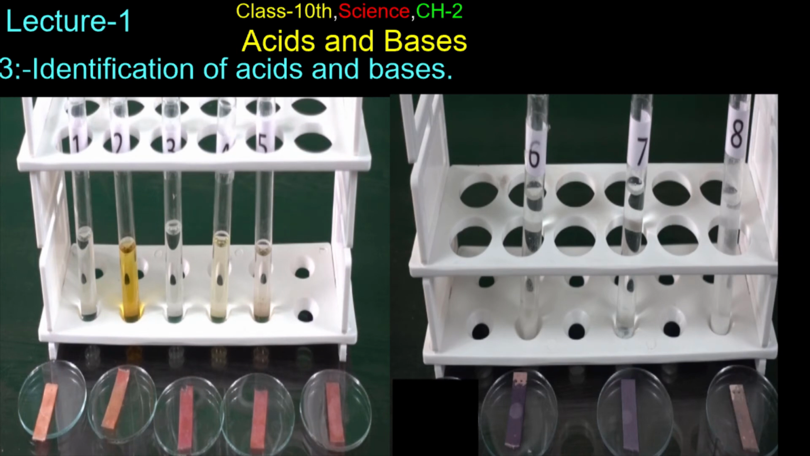I divide all these compounds in 2 groups. Means the compounds I took earlier, those 5 compounds, and next I took 3 compounds. So these compounds can be put in 2 categories or 2 groups: those that turn blue litmus red and those that turn red litmus blue.